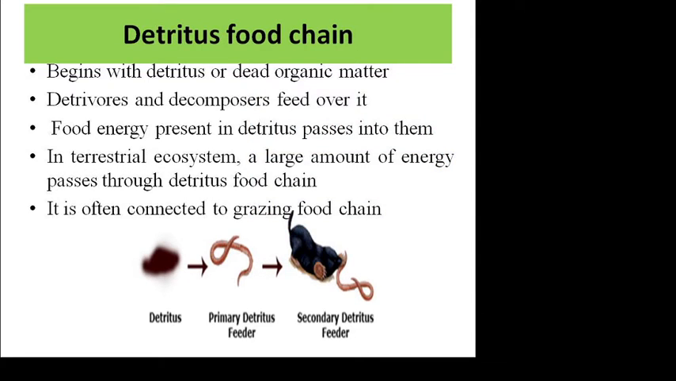Coming to the detritus food chain, detritus means basically dead. It begins with dead organic matter. So detritivores and decomposers feed on it. Now the food energy present in detritus passes into them. In a terrestrial ecosystem, a large amount of energy passes through the detritus food chain. Now, if you see the example here, the dead and decomposed organism is being fed on by a primary detritivore. It can be an earthworm, and then the earthworm is being eaten by a rat or other earthworm-feeding organisms. So basically these are interlinked with the grazing food chain because everything has to die, and once they die, then the detritus chain begins.